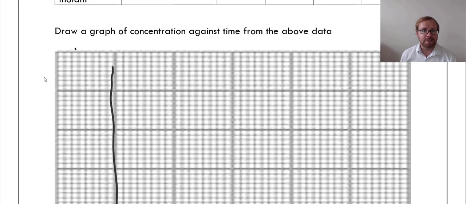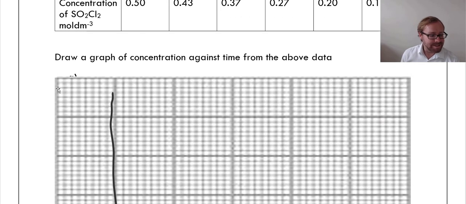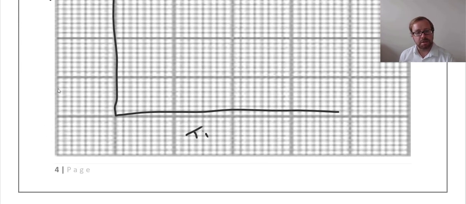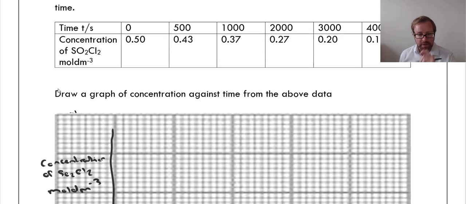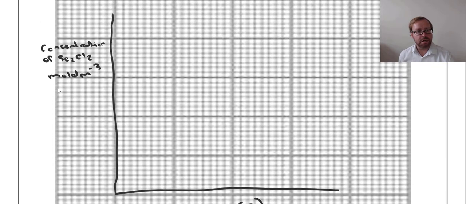It should, well, the curve should, but you should be using rulers. So here I have my concentration of SO2Cl2 in mol dm^-3. Here I have my time in seconds. Now, you should have drawn a graph, and you should have something that sort of looks like this.